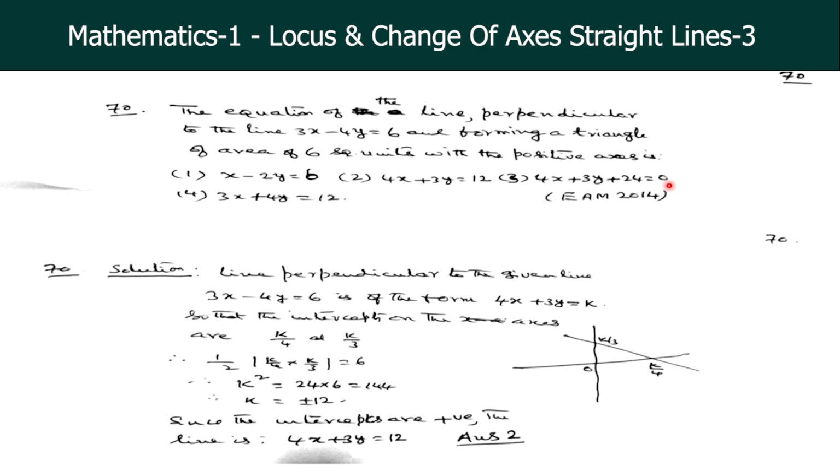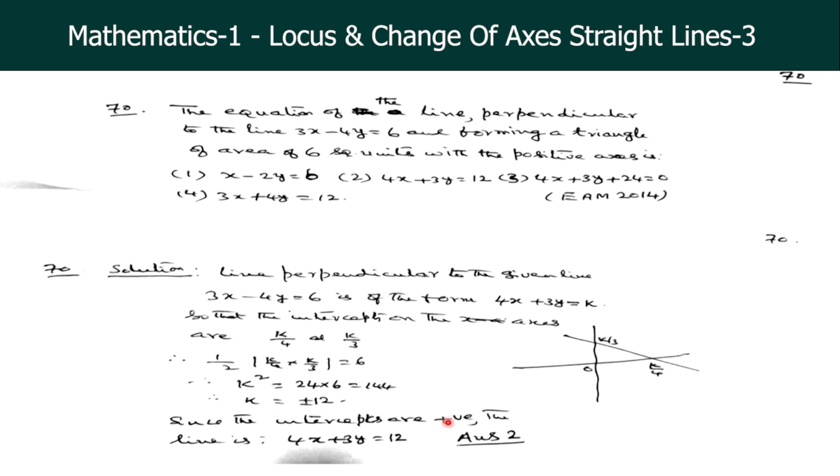You know that a line perpendicular to the given line 3x minus 4y plus 6 equal to 0 is of the form 4x plus 3y is equal to k, so that its intercepts on the coordinate axes are k by 4 and k by 3. Therefore the area is half of mod k by 4 into k by 3 is equal to 6, which is given. So k square is equal to 144, so k is equal to plus or minus 12.